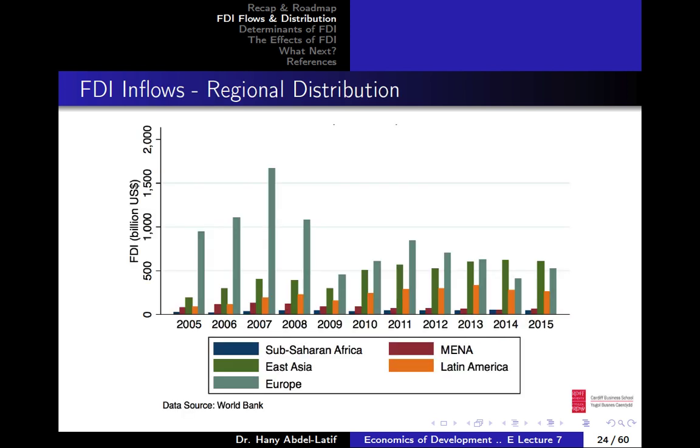Anyway, this shows you the same, but looking at different regions. So what is the key message here on this graph? What does this tell us?